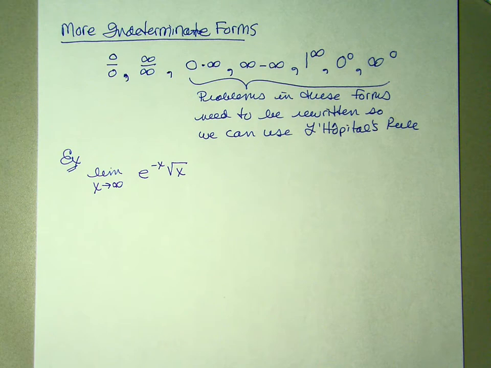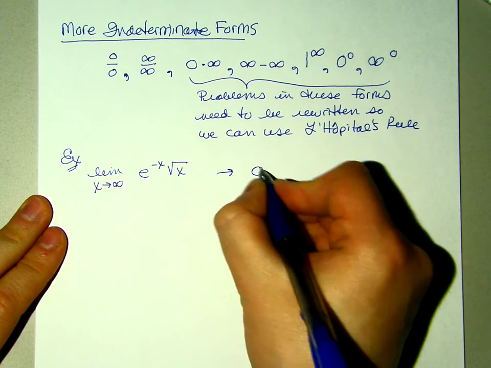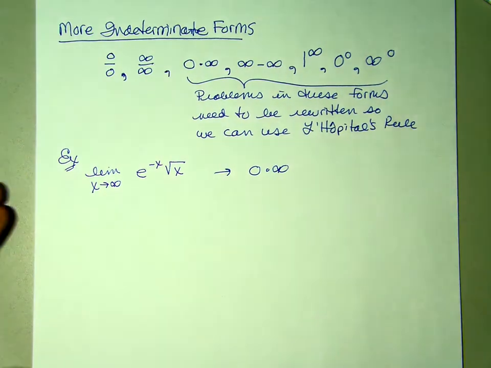Okay, you're going to plug in a huge number. What's e to a negative huge number? 0. That's like saying 1 over e to a huge number. That's 0. What's the square root of a huge number? A big number. This is something in our form, 0 times infinity, which is an indeterminate form. I need to rewrite this.